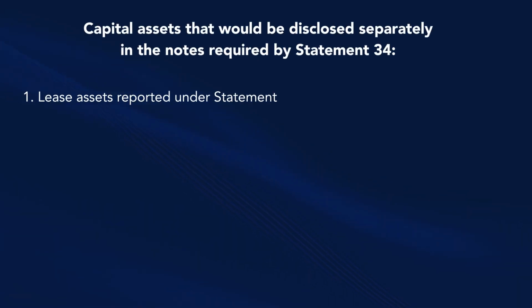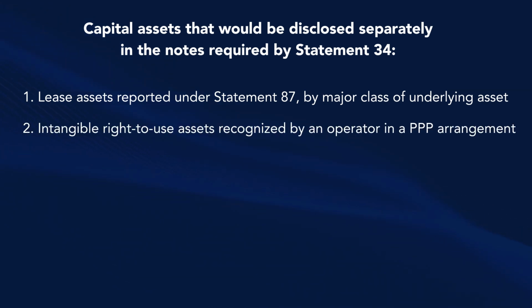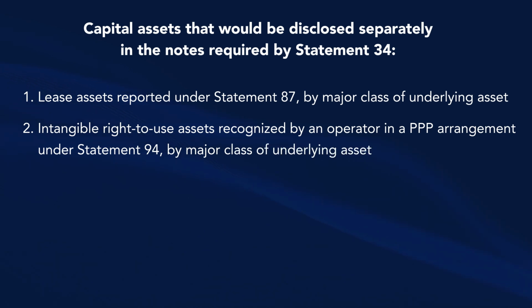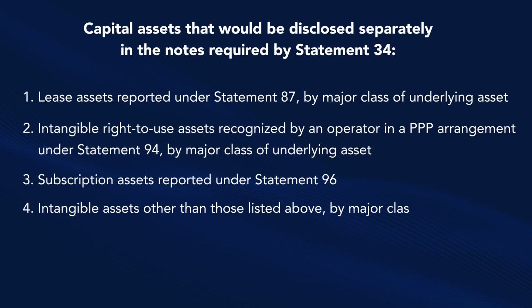The statement specifies 4 types of capital assets that are to be separately disclosed in the capital asset note disclosure currently required by Statement 34. Lease assets reported under Statement 87 by major class of underlying asset. Intangible right-to-use assets recognized by an operator in a P3 arrangement under Statement 94 by major class of underlying asset. Subscription assets reported under Statement 96, and intangible assets other than those listed above by major class of asset.